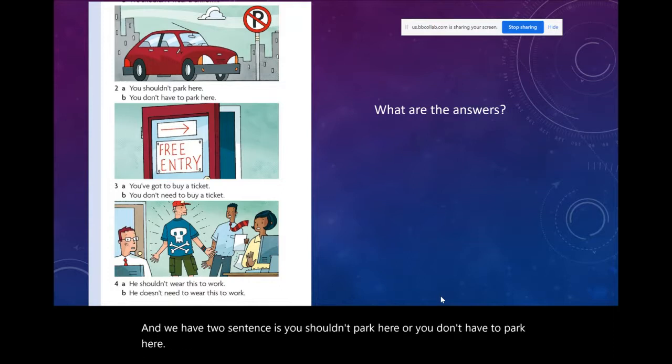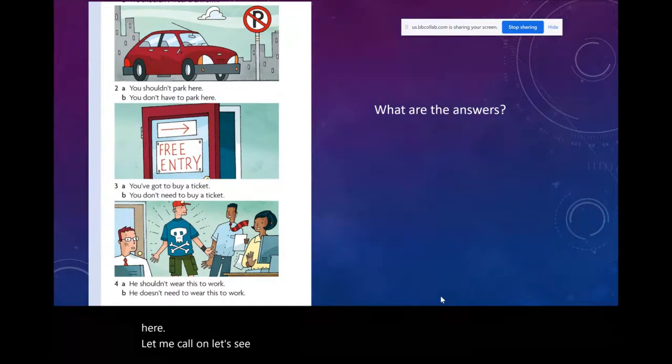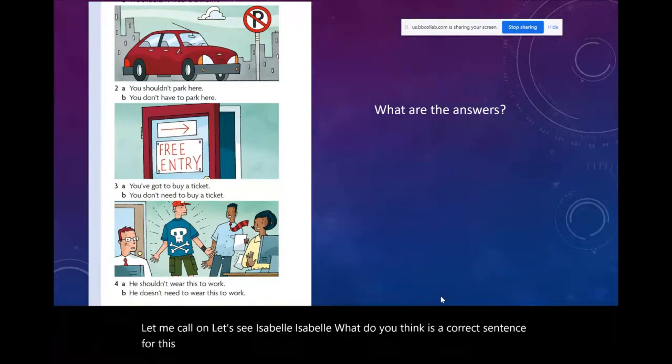So let me call on, let's see, Isabel. Isabel, what do you think is a correct sentence for this one? A or B? I think it is A.